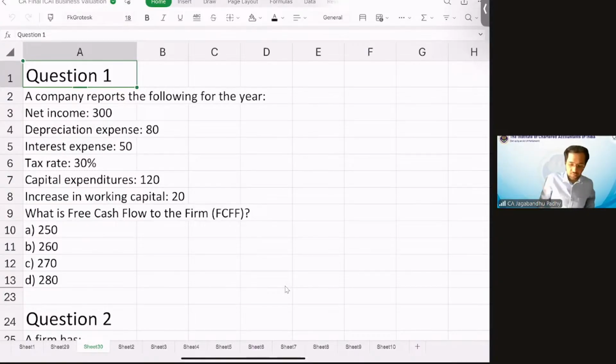A company reports the following for the year. Net income of 300. Depreciation expense is 80. Interest expense is 50. Capital expenditure is 120. Increase in working capital is 20. What is the FCFF?